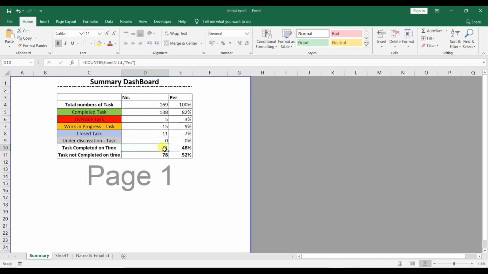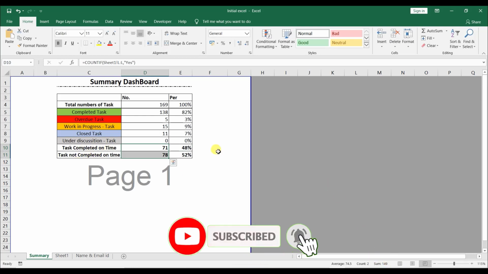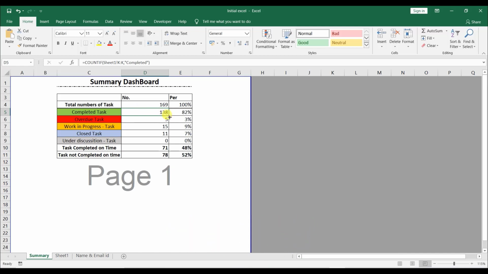So COUNTIF with an exact equation like this, but over here we have to use this yes, and to calculate we have to use this no. But you may be surprised that the total number of tasks completed on time and not completed on time is 149, and our completed tasks are 138 only. That means there is some error, but completed tasks 138 and closed tasks, these two totals will give us 149. Understand? So this is 149 and this is also 149. So our value is matched rightly.